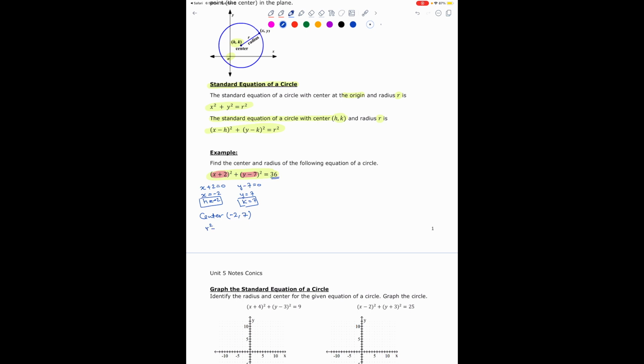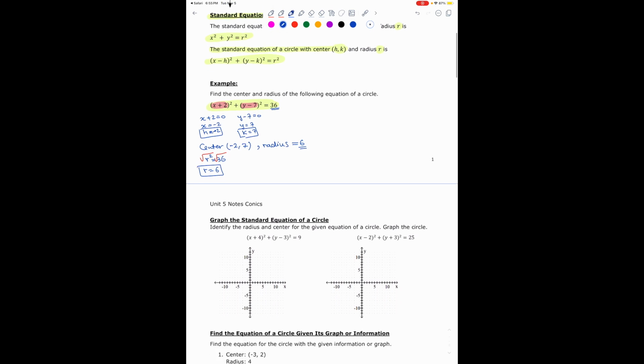Now, I have r squared here. So r squared is equal to 36. And since r is a distance, I'm going to take the positive square root only. So r is equal to 6. So the radius is equal to 6. So that is how you're going to figure out the center and the radius of the circle if you were given the standard equation of a circle.